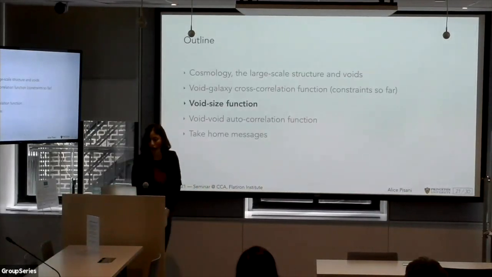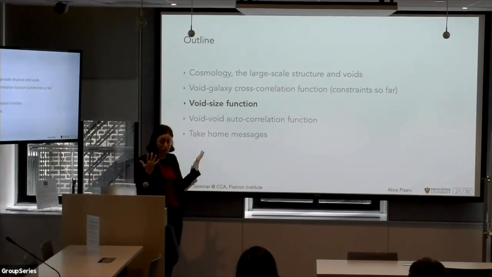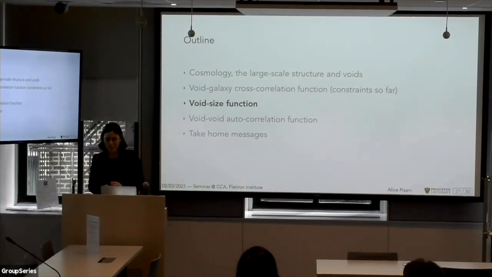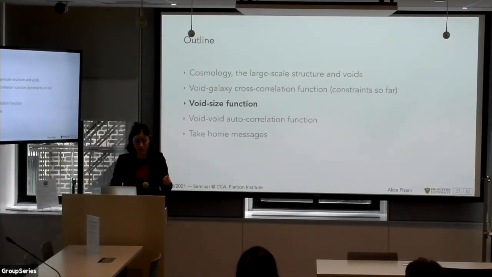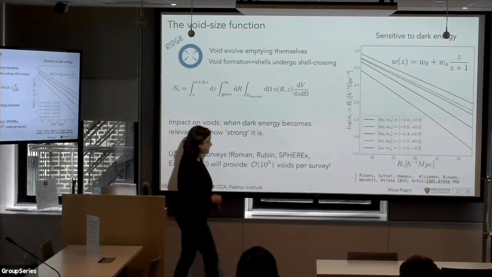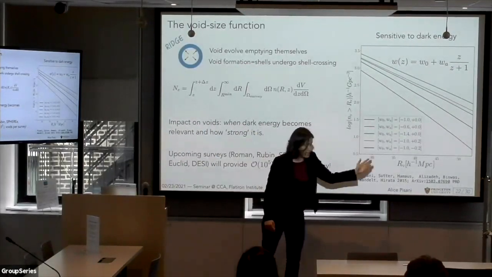Okay, I have gone through the void-galaxy cross-correlation function and all the constraints that we have so far, by turning peculiar velocities from a source of systematic errors into a powerful source of information. I would like to spend a couple of minutes talking about the void size function, which is the next interesting step. The void size function is basically the number of voids as a function of radius.